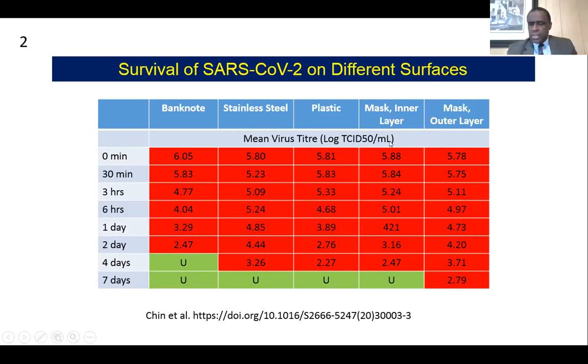And on masks, and this is rather fascinating, the inner layer of a mask, this experiment was done with surgical masks, but the inner layer of the surgical mask, by about a week, they could no longer detect virus. But the outer layer of a surgical mask, even after a week, they were still able to detect some amount of virus. So it gives you an idea of the survival of the SARS coronavirus 2 on different surfaces.